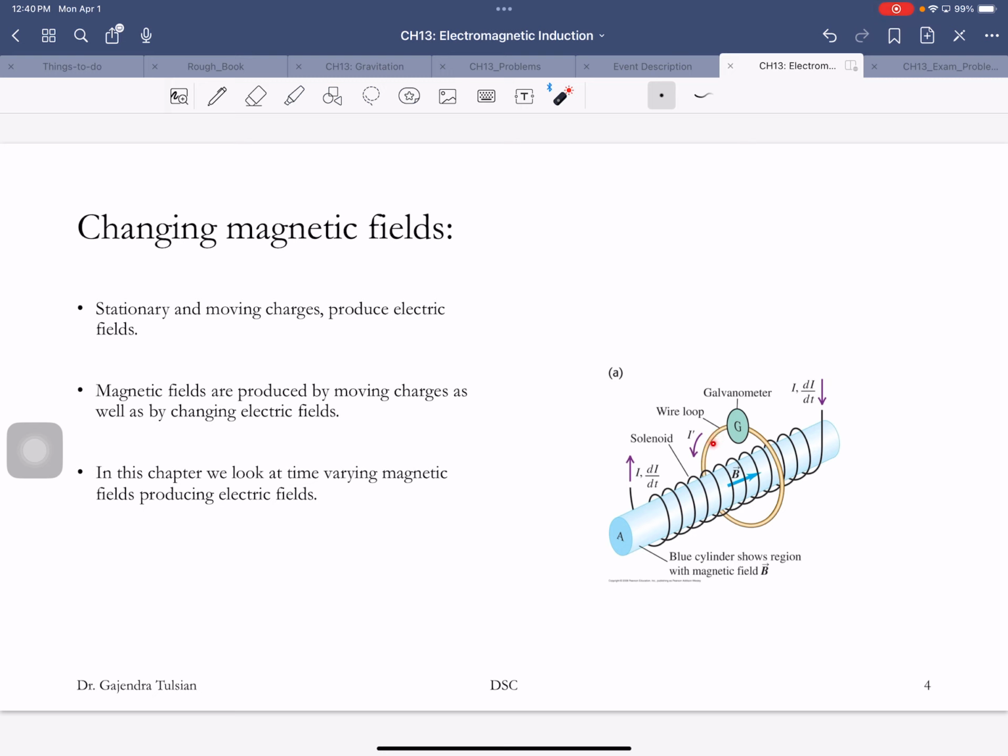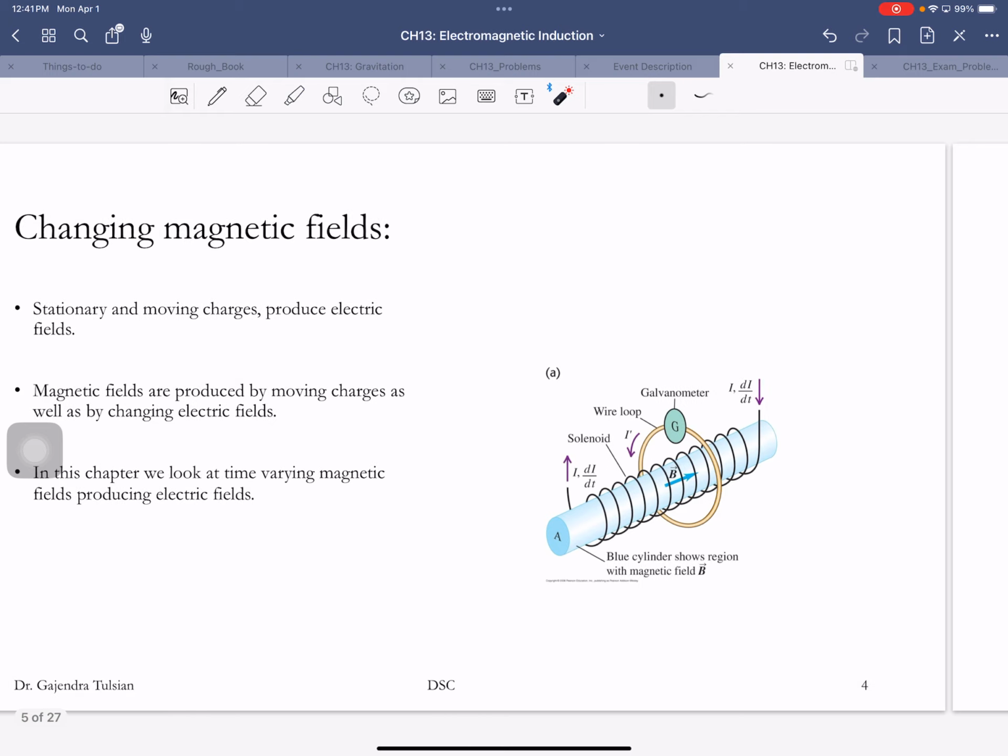When the magnetic field stops changing, when di by dt goes to 0. If the current in this solenoid is steady, you won't induce a current in the secondary coil. What you're doing is you're inducing a current in the secondary coil without any batteries. You're driving a current in this wire without any batteries. This changing magnetic field can induce this current. So in this chapter, we look at time-varying magnetic fields producing electric fields.